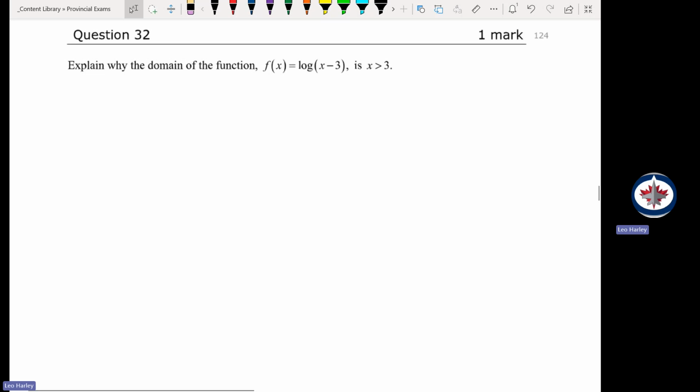Oh, I like this. One mark. Make sure you look at the marks. They're looking for one thing. Why must x be greater than 3? So why is it that the domain of this particular function has to be greater than 3? Okay, does it say explain? This is weird, I feel.